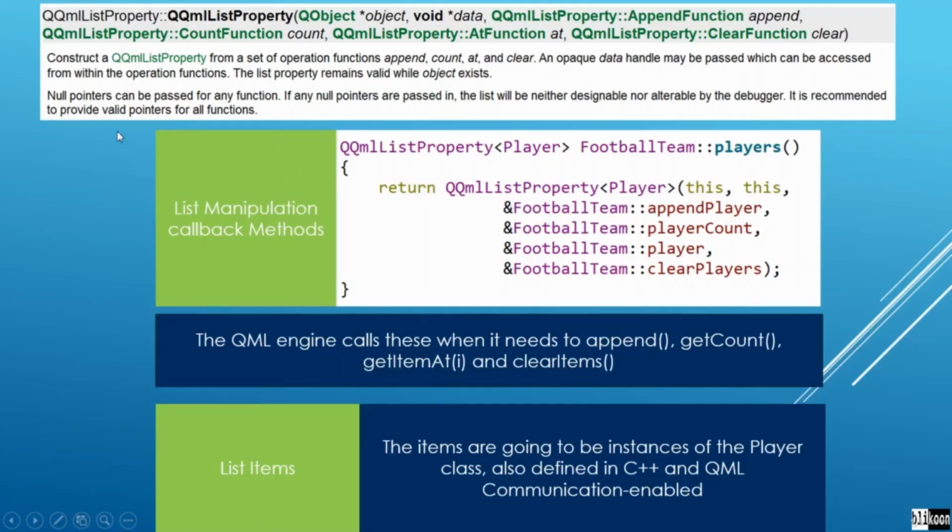Before we do that, I want to come back to the documentation for QML list property. You can see this if you search for this in the documentation. The thing I want you to pay attention to now is the second pointer here that we passed. And we passed this pointer to be a pointer to the current class, which is the football team class. So we can cast this pointer here to a football team and manipulate the football team, which is what we're going to do in a minute.